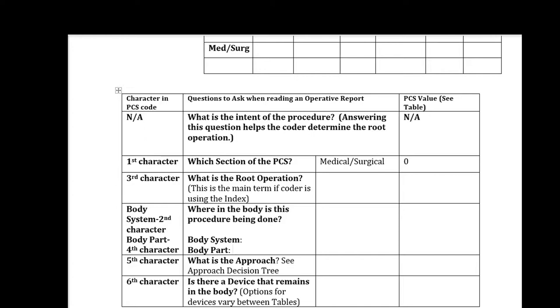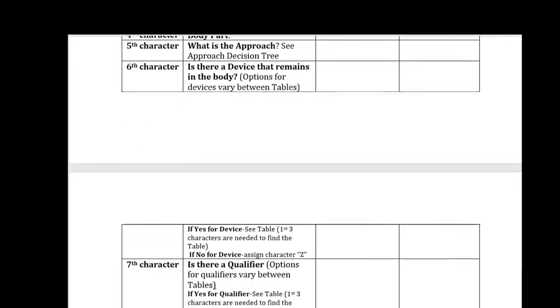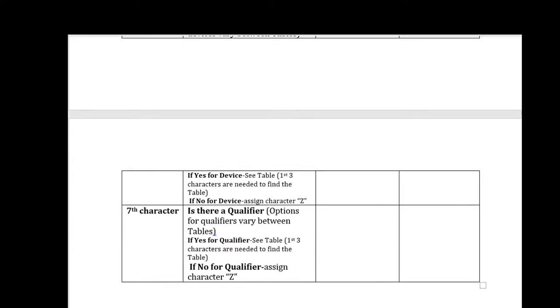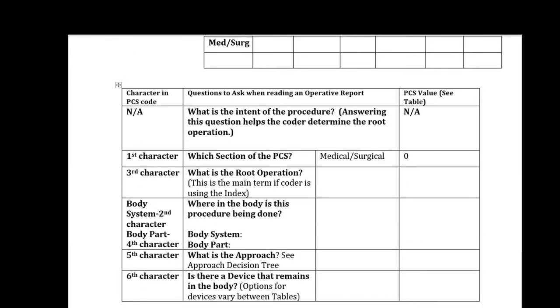you will be looking to see which device options are in that table and which qualifier options are in that table. You really can't answer those questions until you know which table to go to, and the table is determined by the first 3 characters.